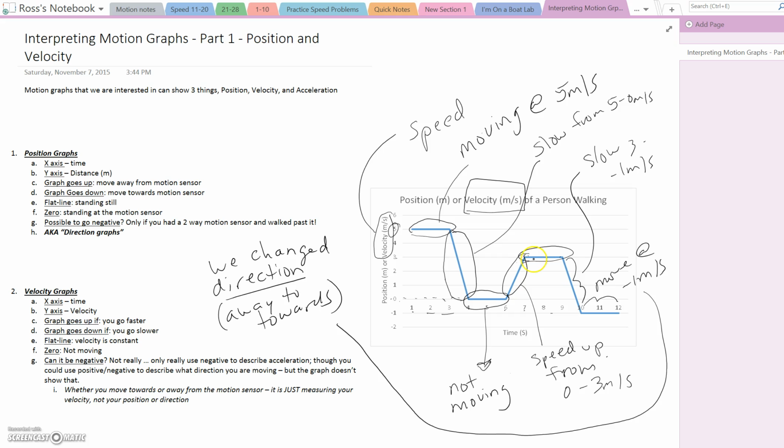So in this time here, we are moving 3 meters per second, which is really fast, away from the motion sensor. We then slow down to 0 meters per second, so we stop moving, and then we actually start moving again at 1 meter per second back at the motion sensor. So we are moving at 3 meters per second, we slow down, we stop, and then we reverse directions and go back towards the motion sensor. So remember, velocity is not just speed, but speed with a direction. If it's negative, that means that we're moving towards the motion sensor.